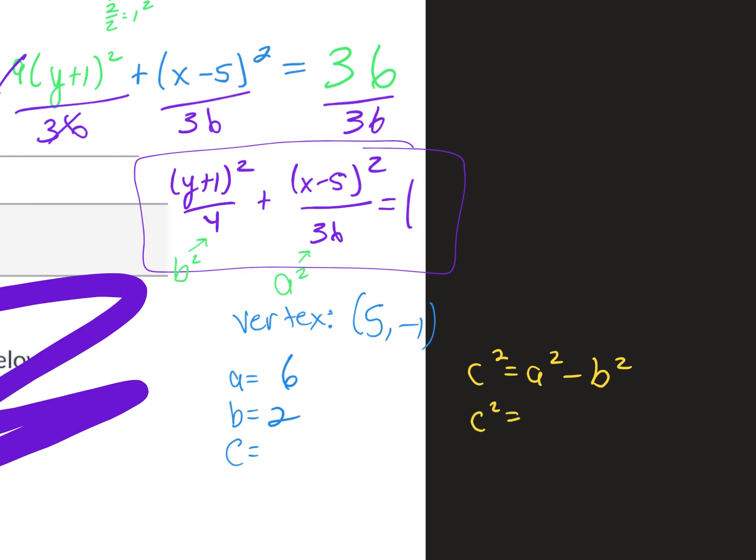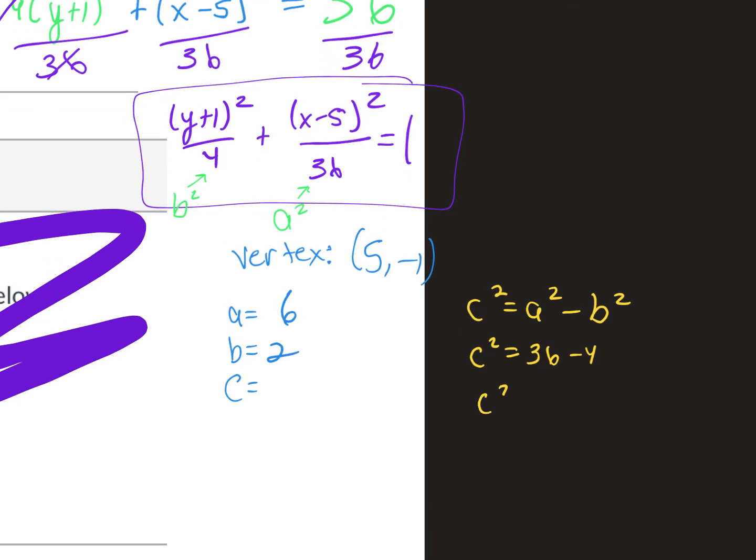So C squared equals 36 minus 4. C squared equals 32. So if I said to you, what's the C value? You guys would tell me it's square root of 32. Break that down. 16 and 2. Yes? This would be 4 root 2. Yep. So 4 square root of 2. And then you could find vertices and all that stuff from there.